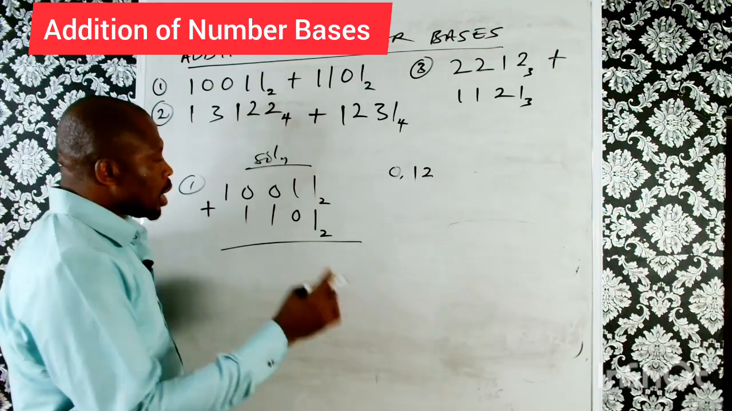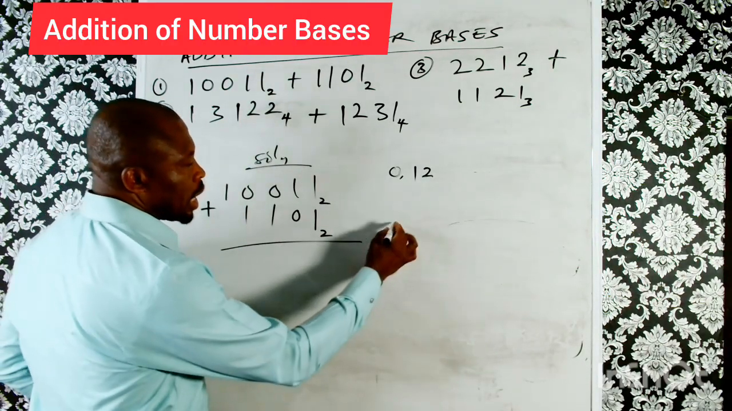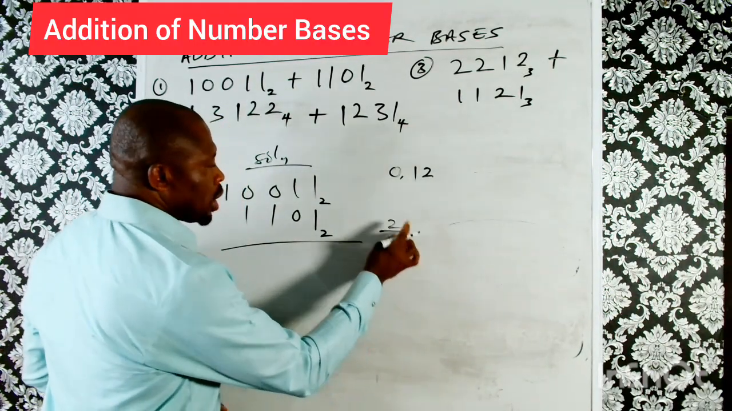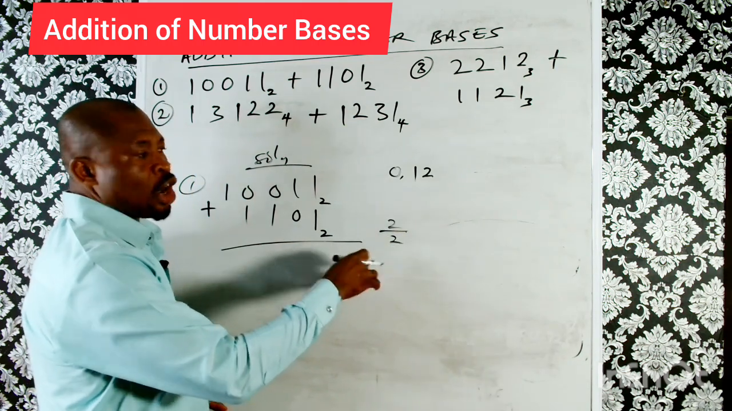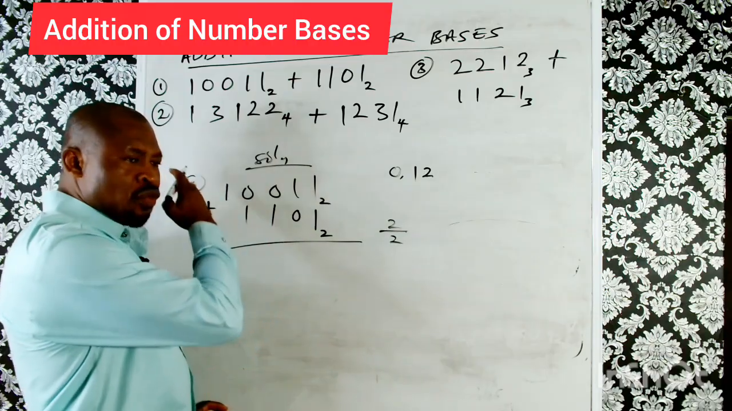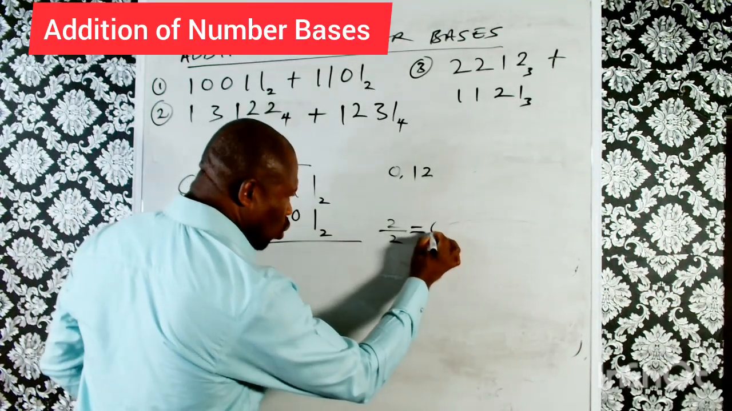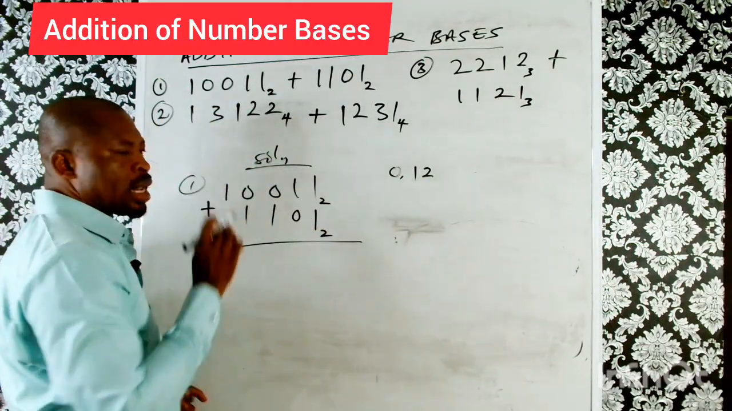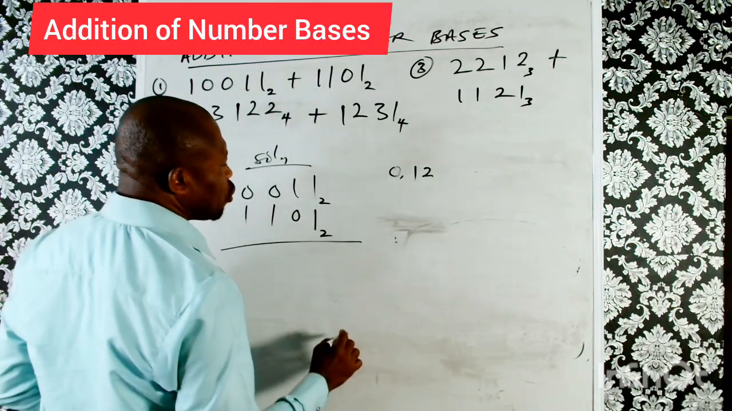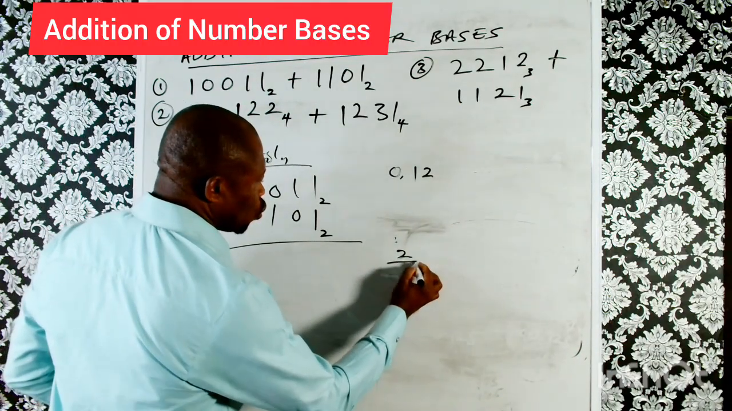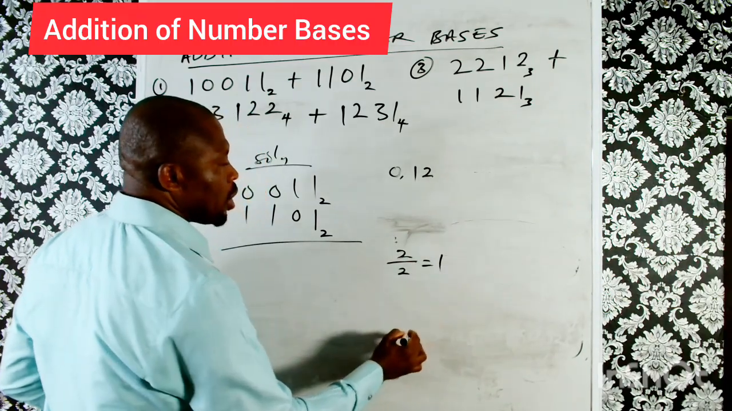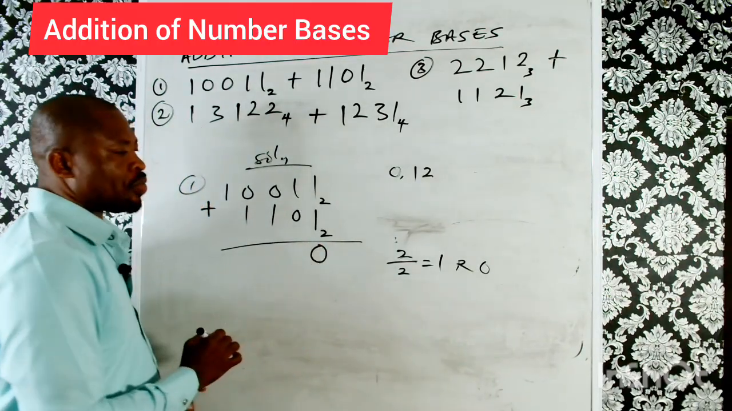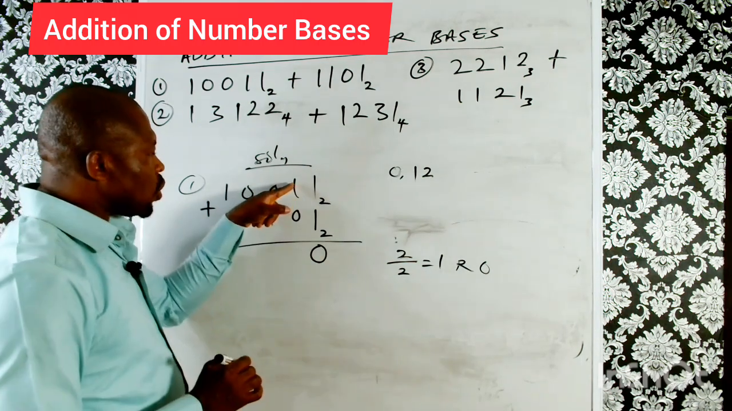What do we do? Since we have 1 plus 1 is 2, and we are working with base 2, that 2, the answer, is divided by the base. Whatever you get, you can move it, but the remainder is what you are going to write. So 2 divided by 2 will give us 1, remainder 0. Since there is 1 remainder 0, we write that remainder. The answer we get, move it to the next one.